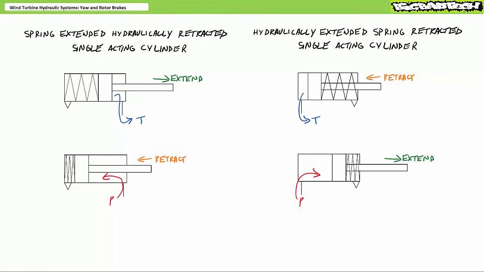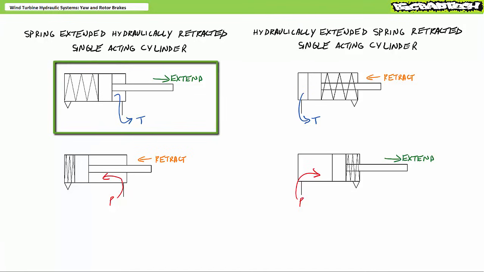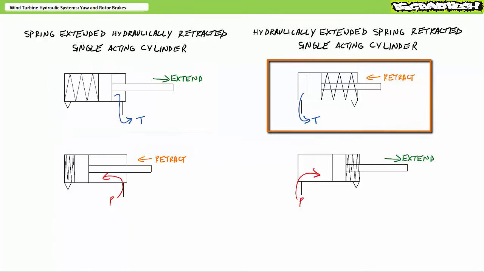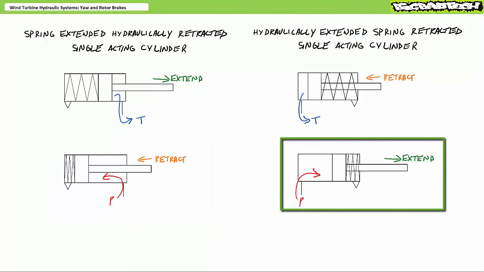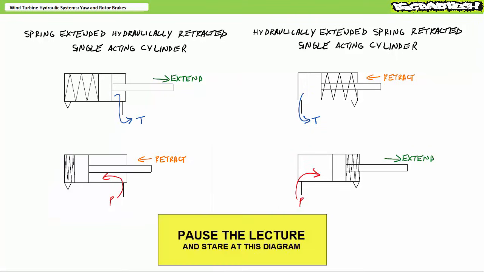I need you to compare and contrast the differing behavior of these two types of single-acting cylinders. In the deactivated, low-pressure state, one is extended and the brake is applied, while the other is retracted and the brake is removed. In contrast, when subject to pressurized flow, one retracts and removes the brake, while the other extends and applies the brake.